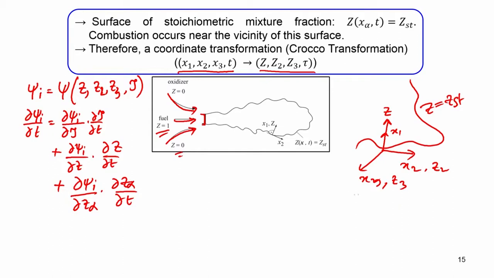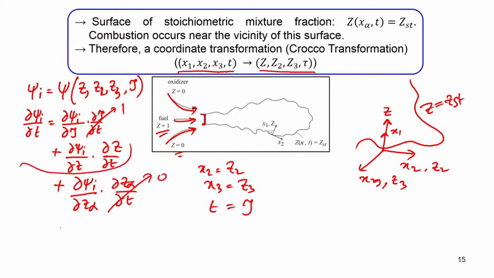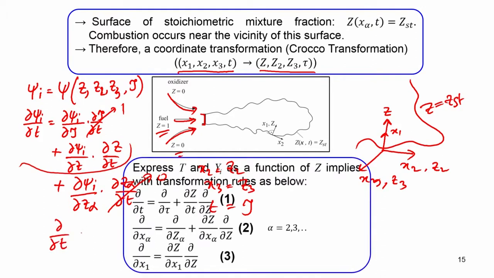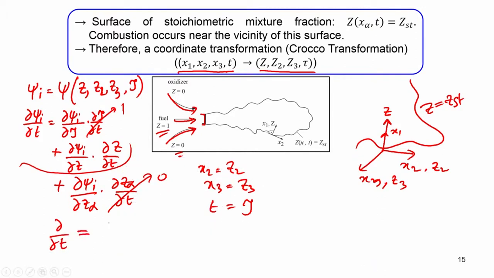Of course, this is because our assumption is that x2 is equal to z2 and x3 is equal to z3 and t is equal to tau. So this is of course equal to 1, and since z_alpha is independent of t, this is equal to 0. So we are left with this part. We can write that del xi_i del t is equal to del xi_i del tau plus del xi_i del Z times del Z del t.